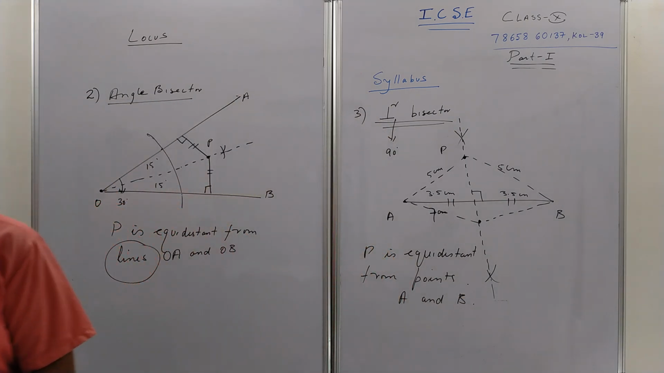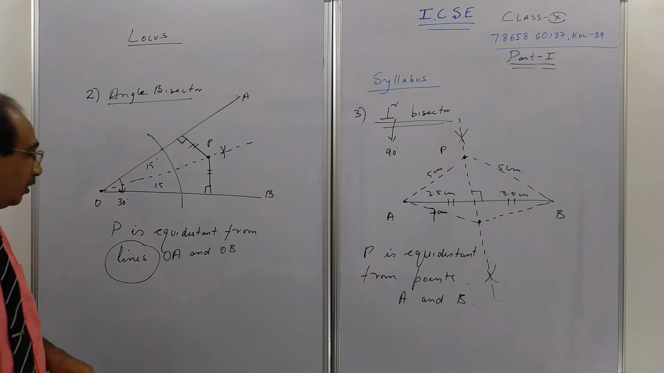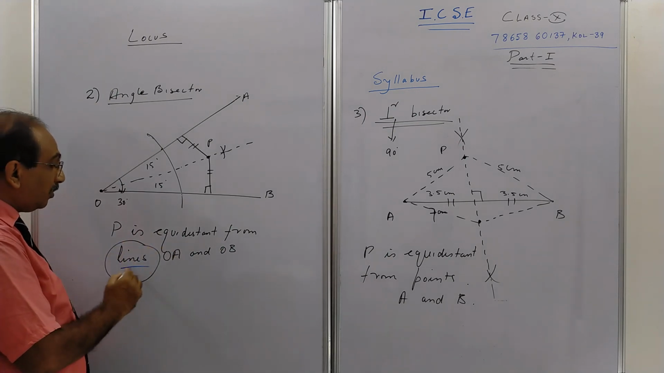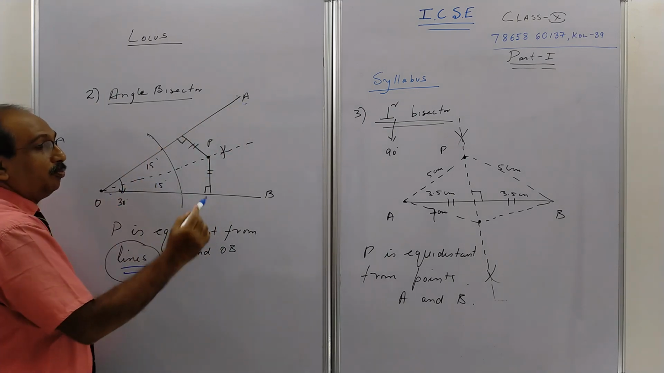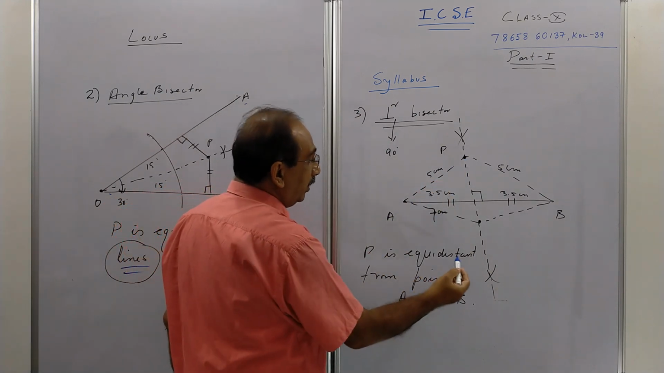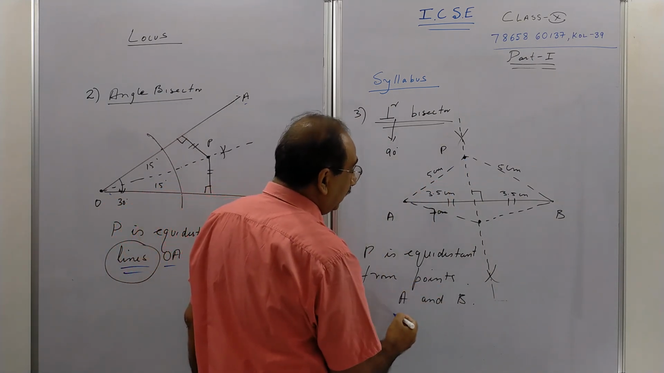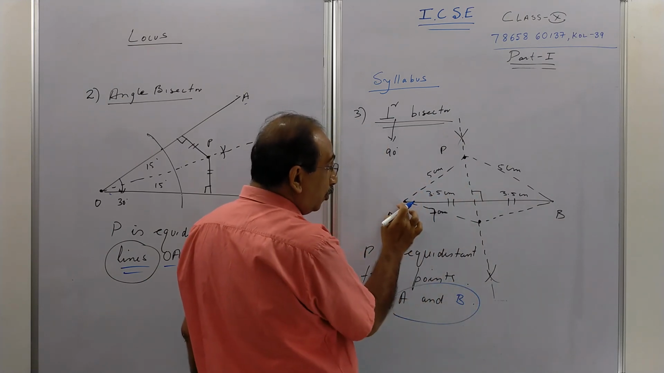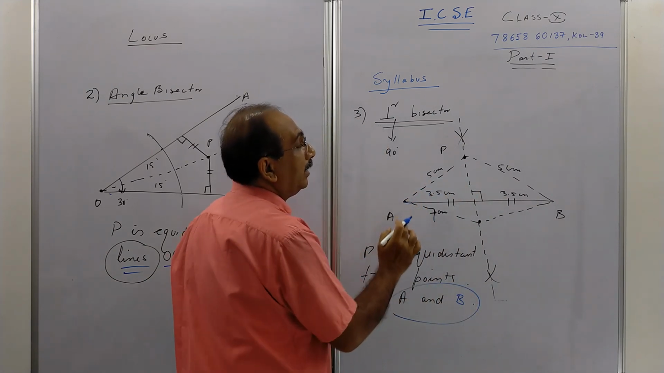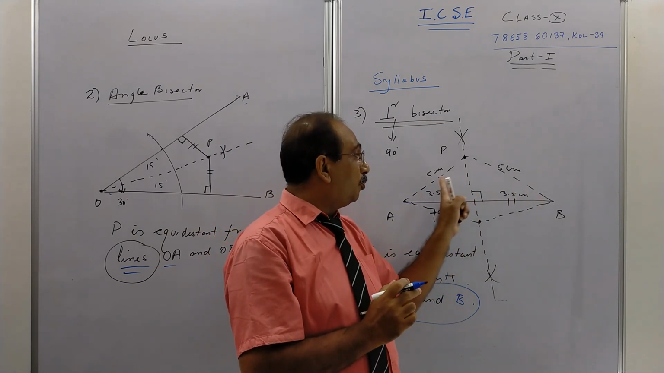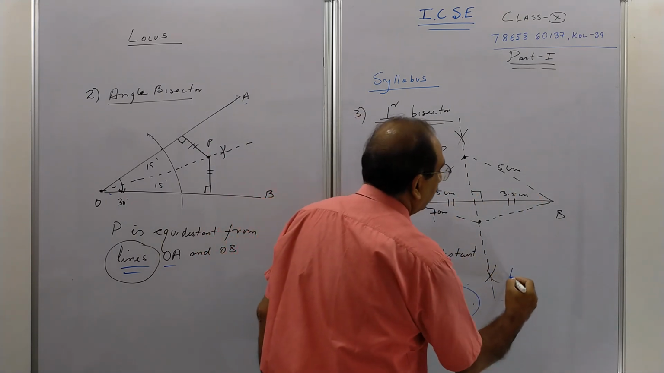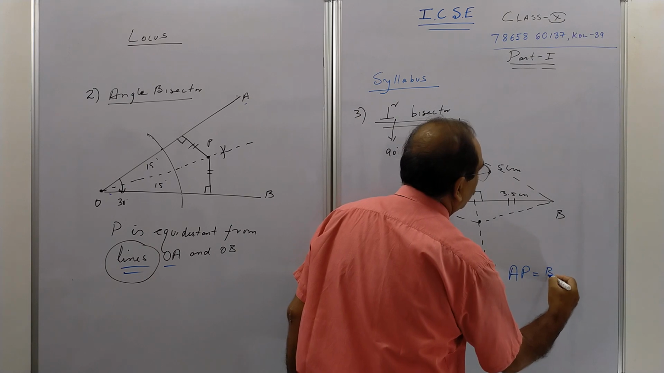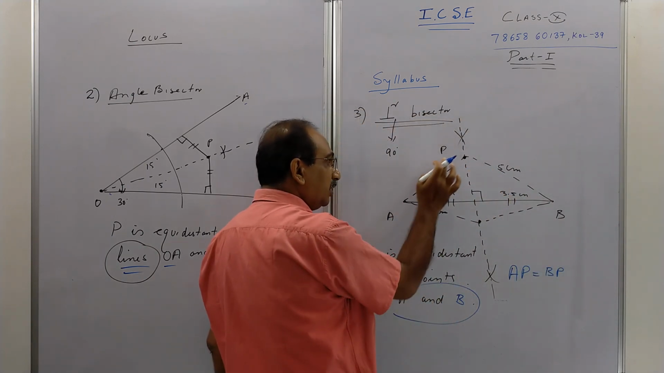Okay, see once more before I take one or two sums. P is equidistant from lines OA and OB. P is equidistant from points A and B. From these two points, AP is equal to BP. This distance.